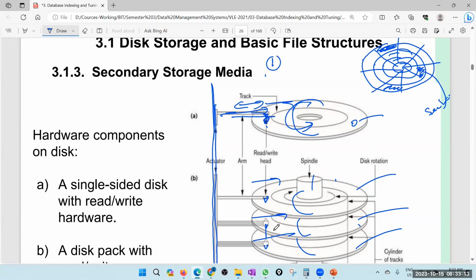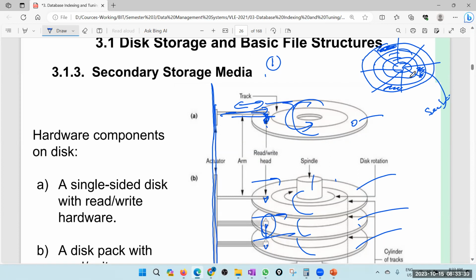But only one particular sector is our requirement, but all these have to rotate. All these arms have to laterally move. All these disks have to rotate. And now our read-write head, or one of these read-write heads, is right behind the correct sector. Now it can read the data.